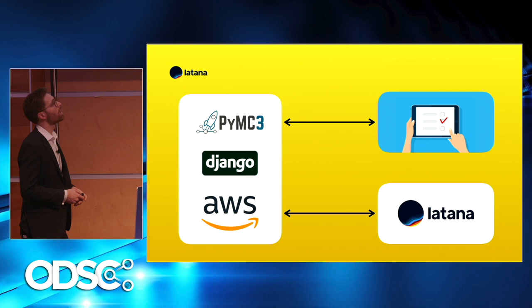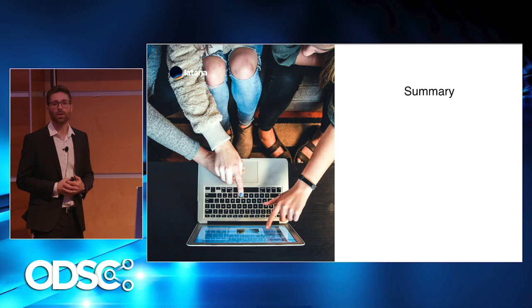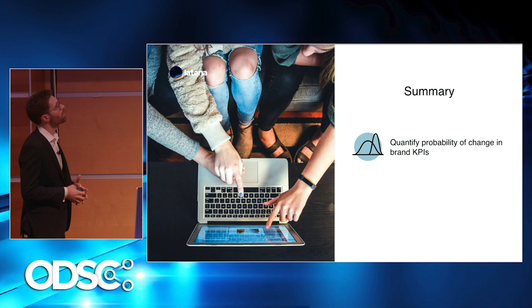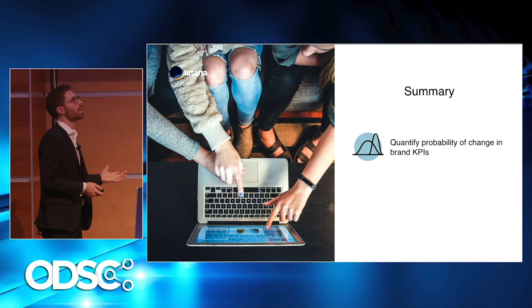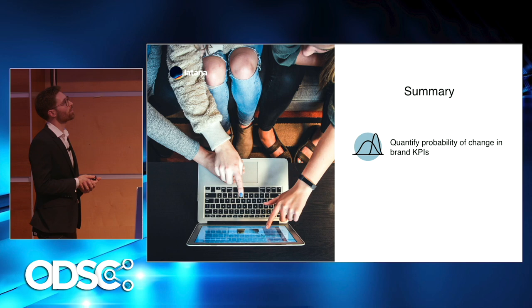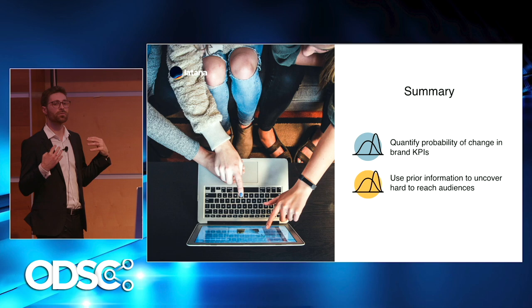So next time, if you want to build something, explore a bit with those kinds of tools. The summary is that Bayesian methods not only have theoretical advantages, but they have given us a whole new layer of value in our product. The first thing is that we solved this problem of quantifying the probability of change in our brand KPIs. The second thing was that we used prior information from past waves to update the current waves.